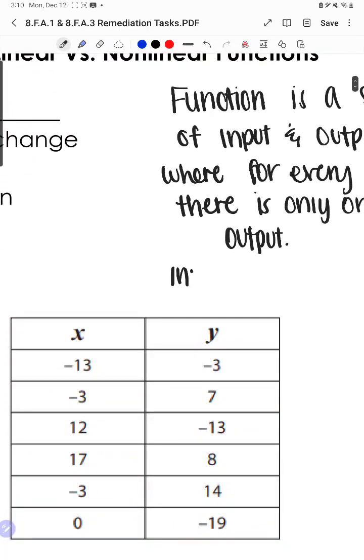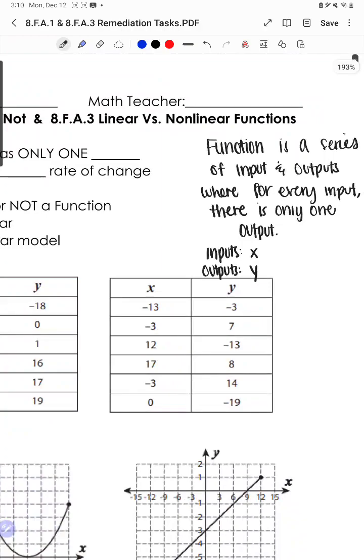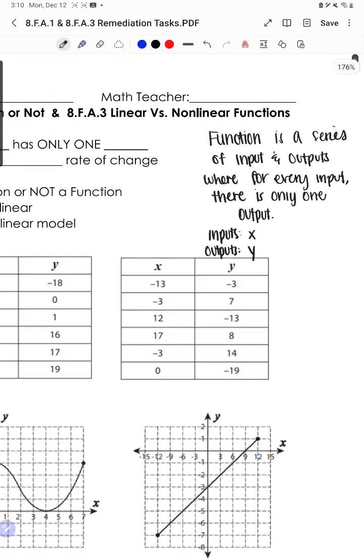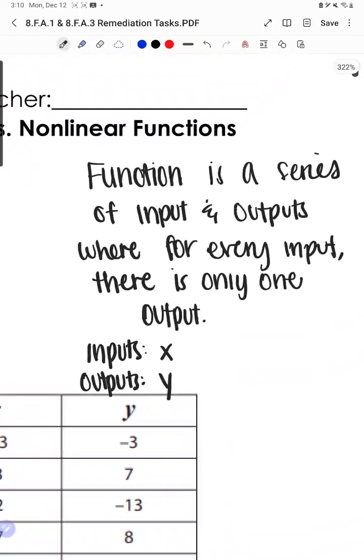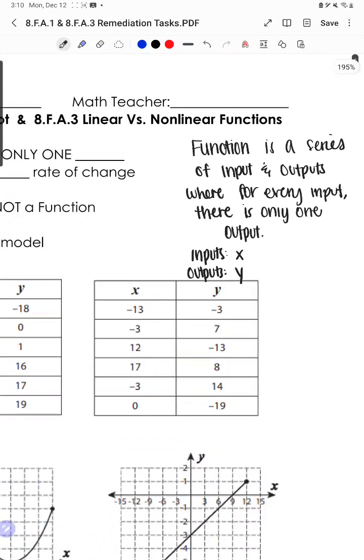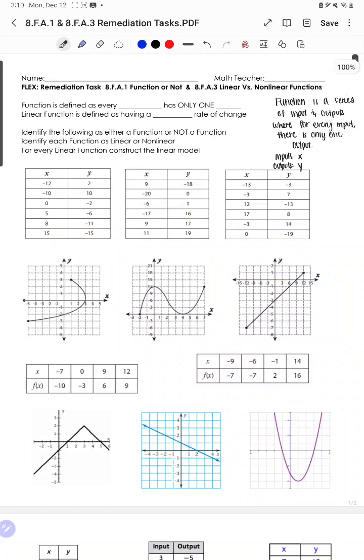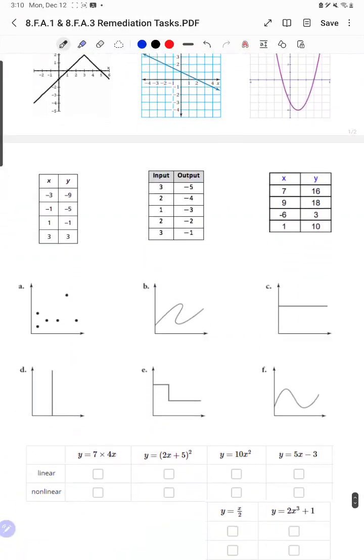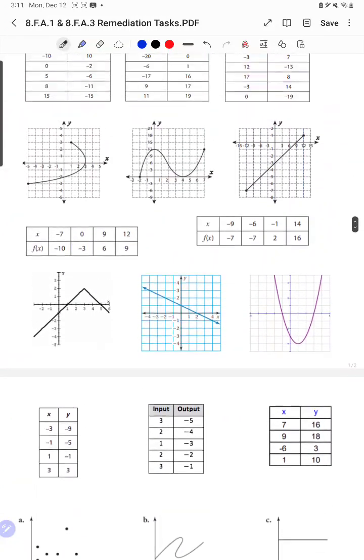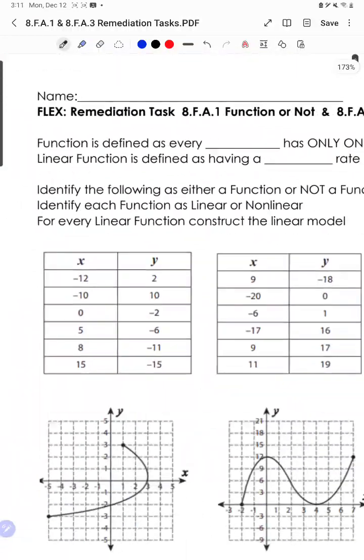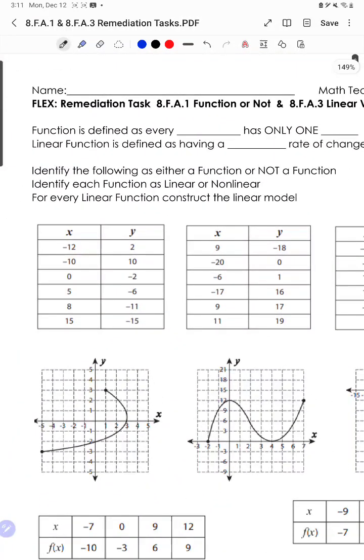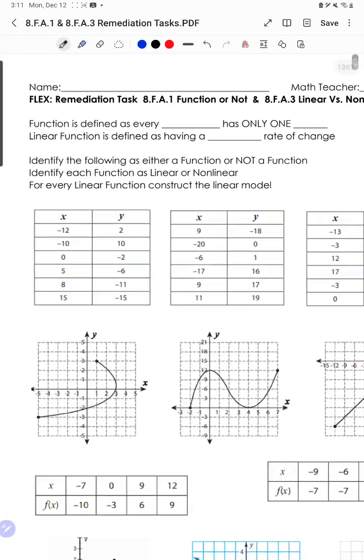Usually the inputs are X, but they don't always have to be. And usually the outputs are Y, but they also don't always have to be. And so what we're going to be doing today is we're going to be going through what a function is and looking at just a bunch of examples of how you can see what a function is. So we're going to be looking at tables and charts and graphs, and then at the very end, we'll talk about what the difference is between a linear function and a nonlinear function.